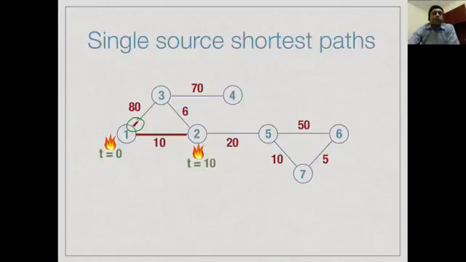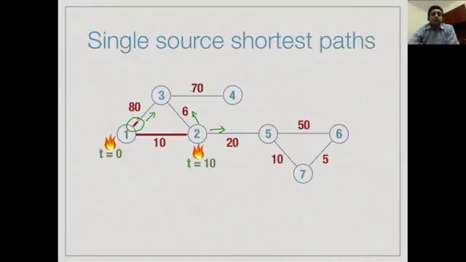Only 1/8 of the way it has traveled from 1 to 3. So at t equal to 10, vertex 2 burns, and we can say that this is the shortest cost, the shortest distance to vertex 2. Now the fire continues to propagate through 2 in 2 directions, right? From 2 to 3 and from 2 to 5. And meanwhile, of course, the fire from 1 to 3 also continues at the same rate as it was before.